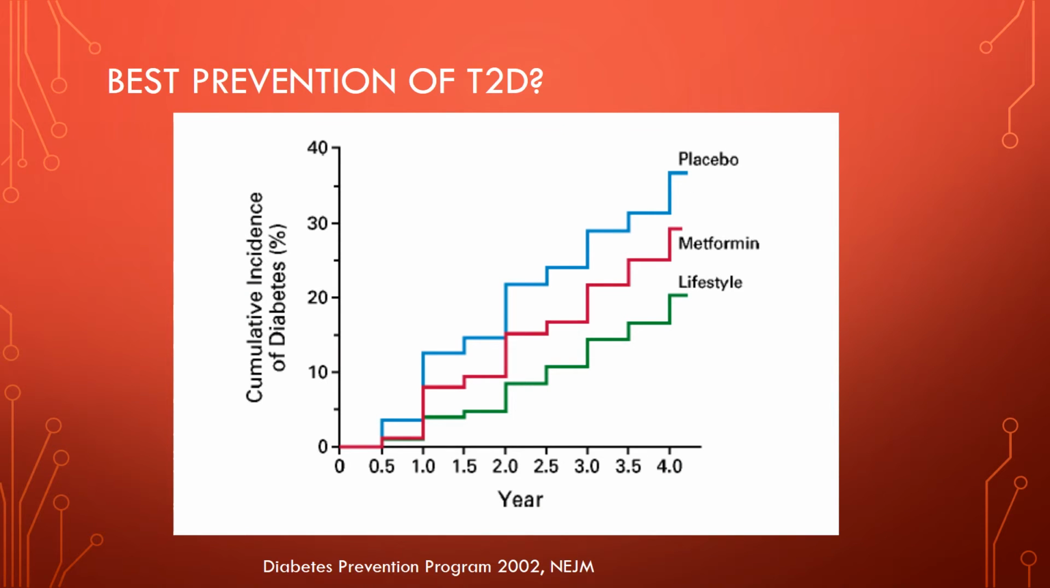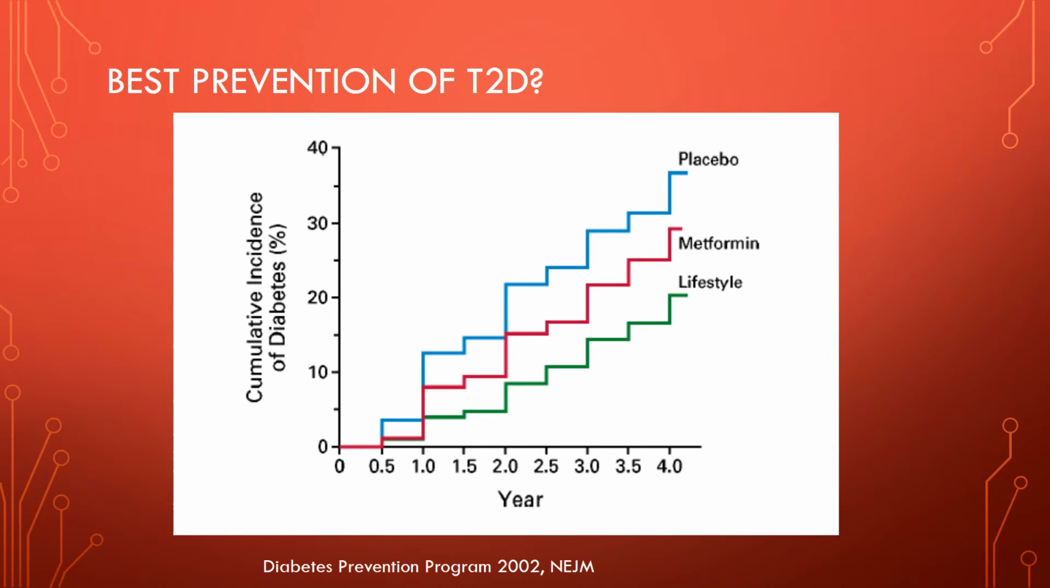Next, let's talk about prevention. Say you have a family history of type 2 diabetes, but you don't have it yet. Can you prevent getting type 2 diabetes? This study was called the Diabetes Prevention Program.